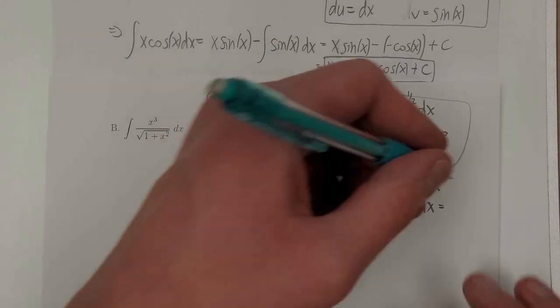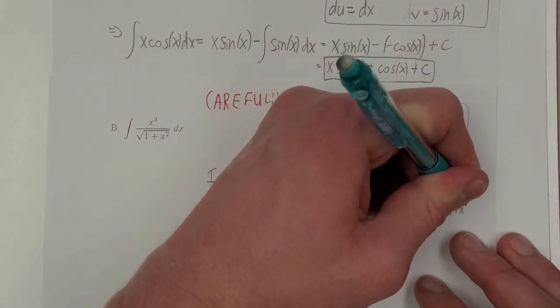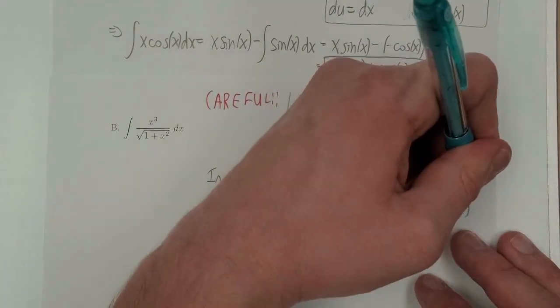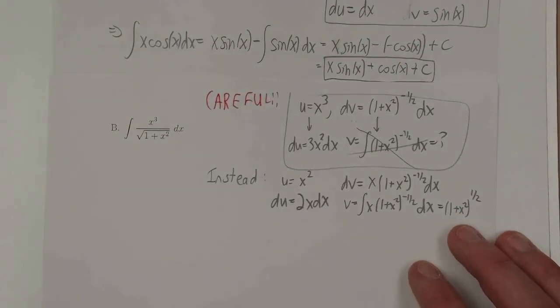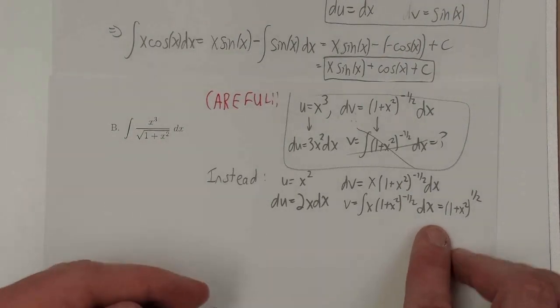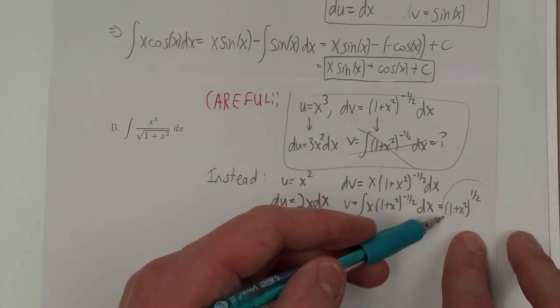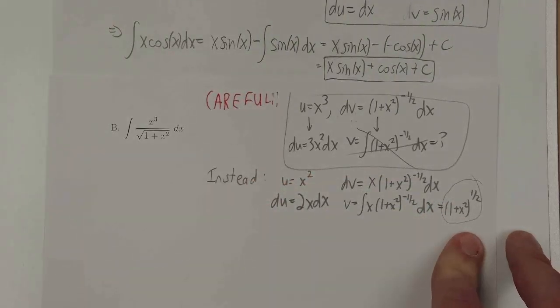Close. It would be 1 plus x squared to what power? Oh, to the 1/2. 1/2 power. Good. So if you utilize u substitution, then this should be the antiderivative you get out of this.